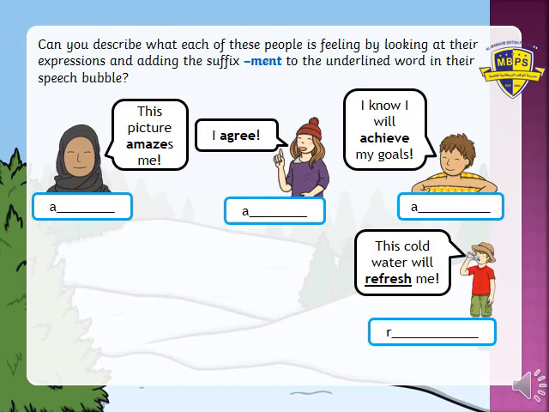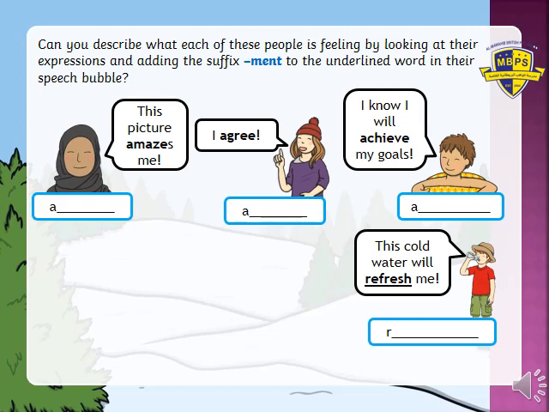Can you describe what each of these people is feeling by looking at their expressions and adding the suffix ment to the underlined word in their speech bubbles? If we look at number one picture, this picture amazes me. So when we add the suffix into the word amazes, it will change into amazement. The second picture is I agree. I agree, it means that when we add the suffix ment to the root word, it will change into agreement.